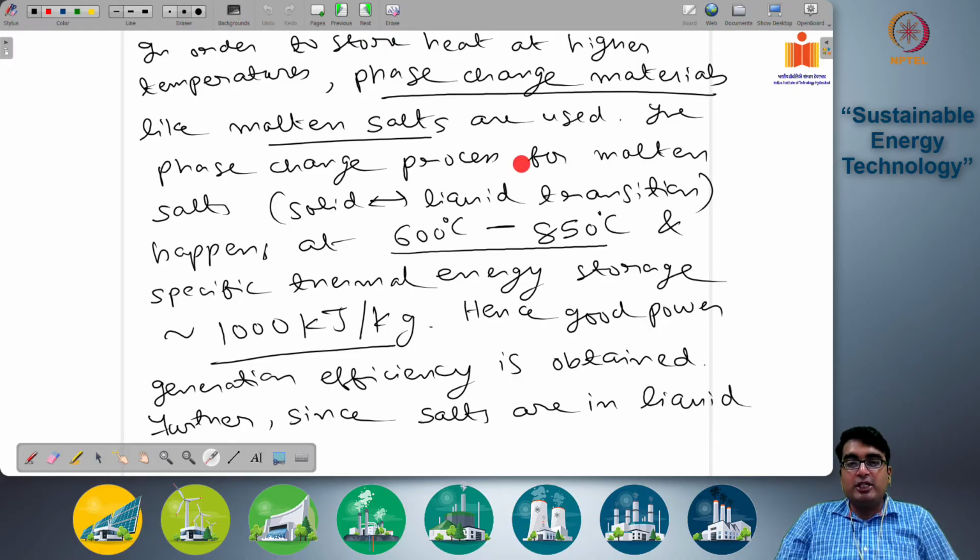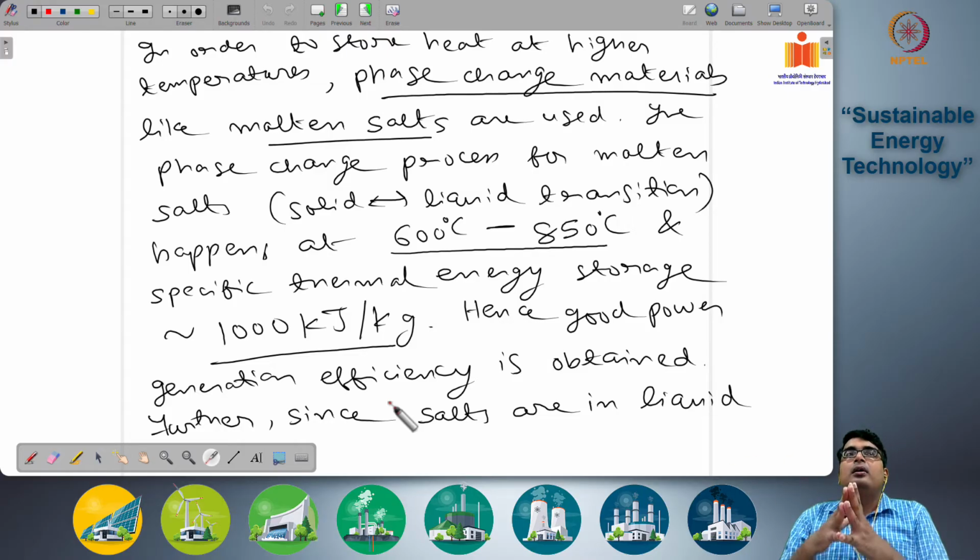The phase change process for molten salts, solid to liquid transition, happens at around 600 to 850 degrees centigrade. So significantly higher temperatures. Depending on the salt composition, the temperature may vary. It's around 600 C to 850 C. And the specific thermal energy of storage is 1000 kilojoules per kg. So for 1 kg of salt, around 1000 kilojoules of heat is absorbed or released during the liquefaction or the solidification process. Hence, good power generation efficiency is obtained.